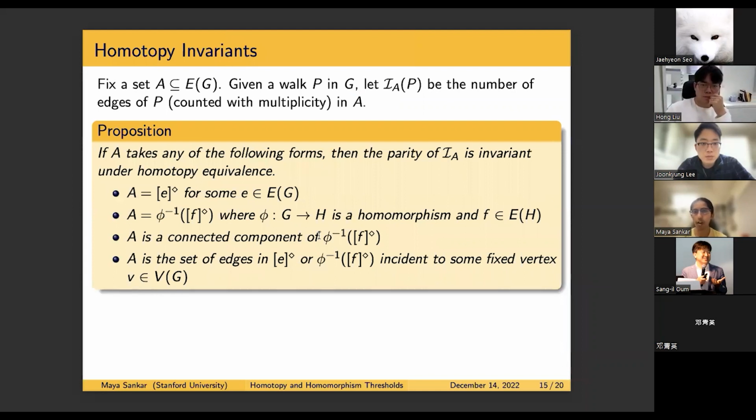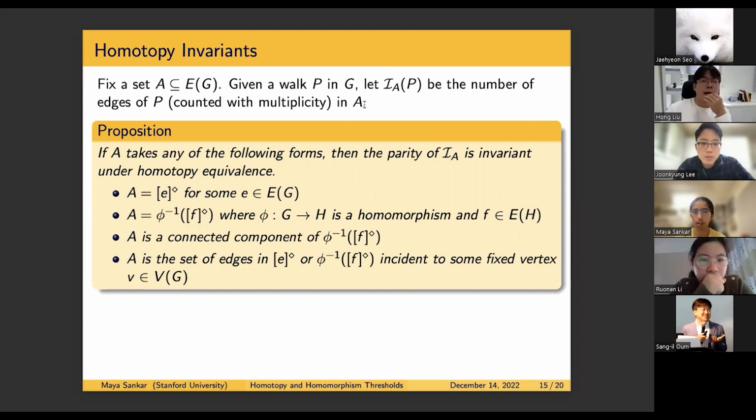So they all have the same general form, which is: let A be a subset of edges, sort of like the C4 closure we considered earlier, and let I_A of P be the number of edges of P that are in the set A. So once again, we're counting with multiplicity. And I guess I stands for invariant. It also stands for intersection because we're looking at the intersection with this set A.